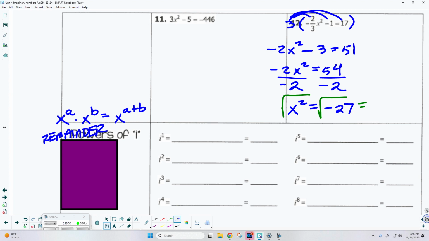Everybody ready? We should be getting 3i square root of 3, but what am I forgetting? Remember, we solved an equation with an even root, so we're going to put that plus or minus in front. Does anybody want me to talk about how we got the 3i root 3?